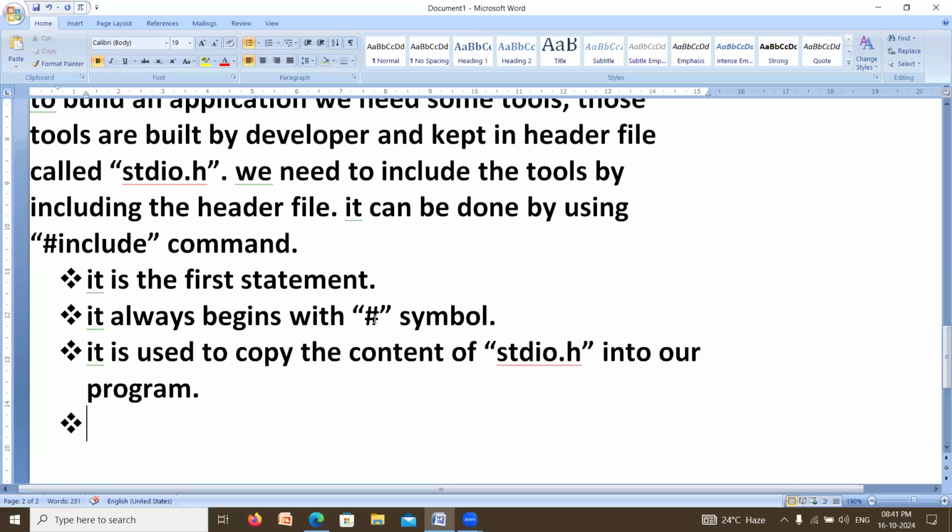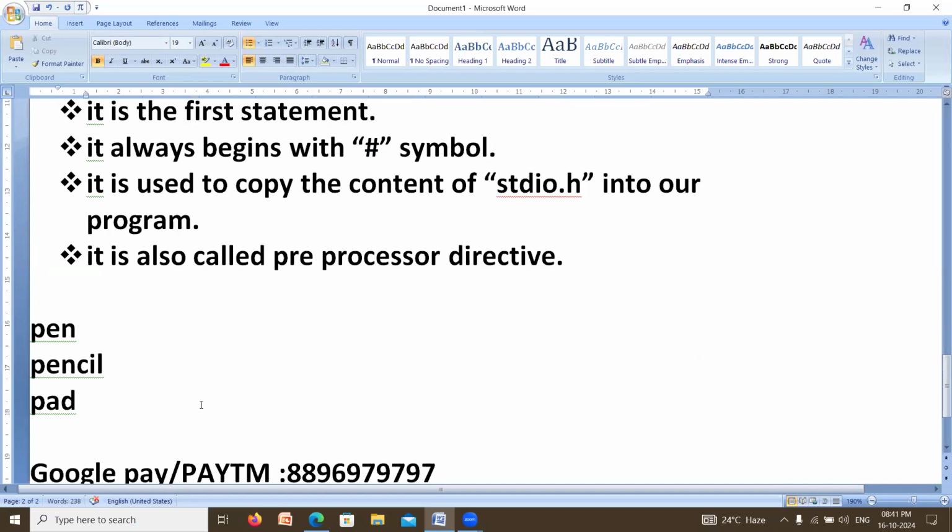A line which begins with a hash symbol is called a preprocessor directive. So it is also called as, what is another name? Preprocessor directive. What is the meaning of preprocessor directive?